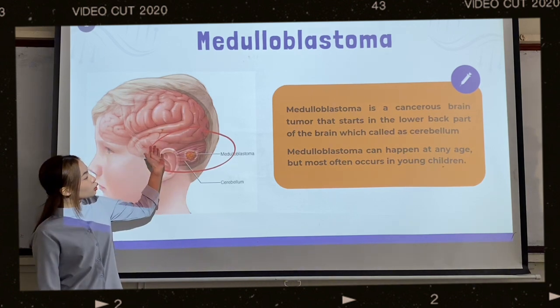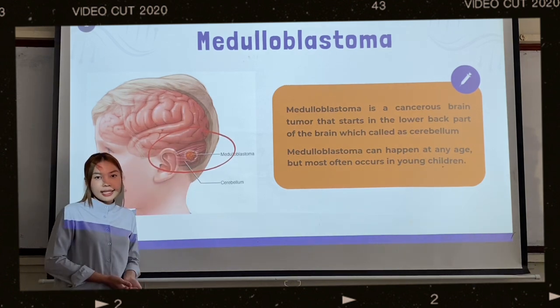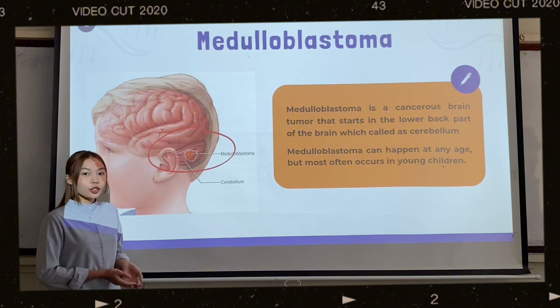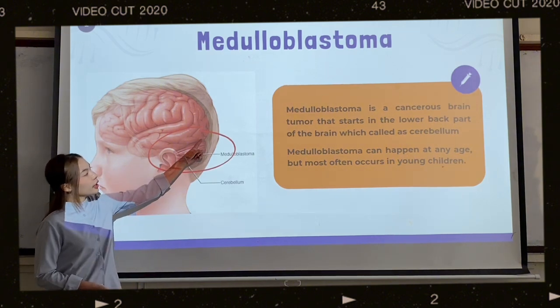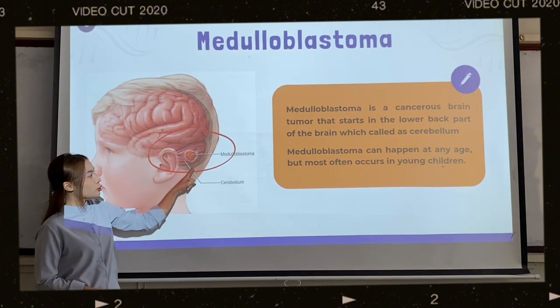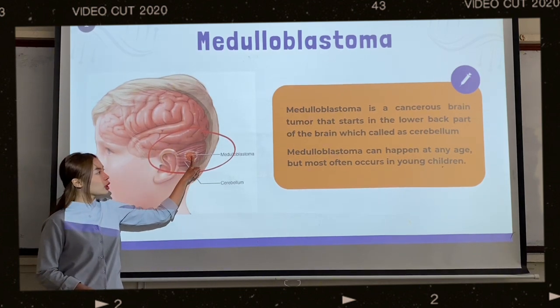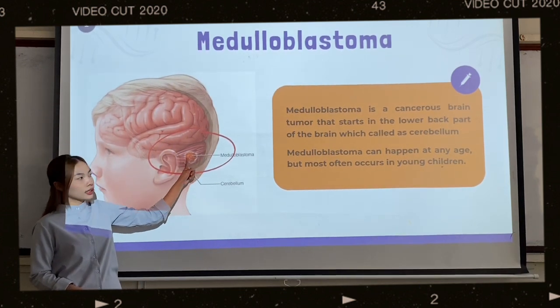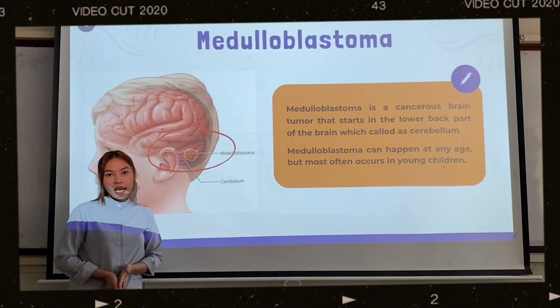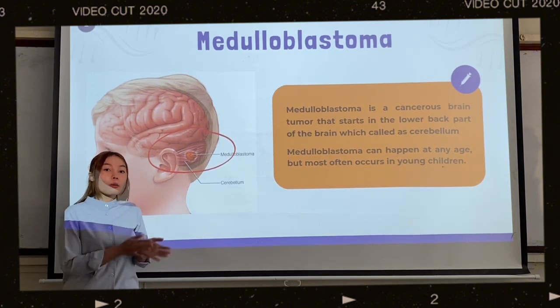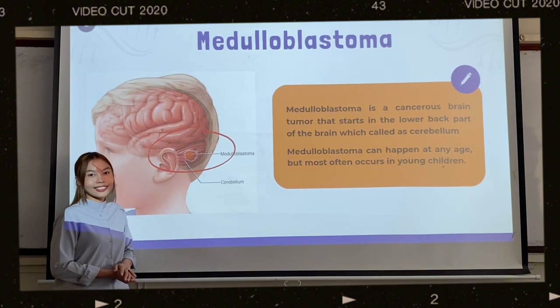So what is medulloblastoma? Medulloblastoma is a cancerous brain tumor that occurs in the lower part of the brain, which is the cerebellum. As you can see, this is the lower part of the brain, the cerebellum, and the medulloblastoma appears here. Medulloblastoma can happen at any age, but more often occurs in young children.